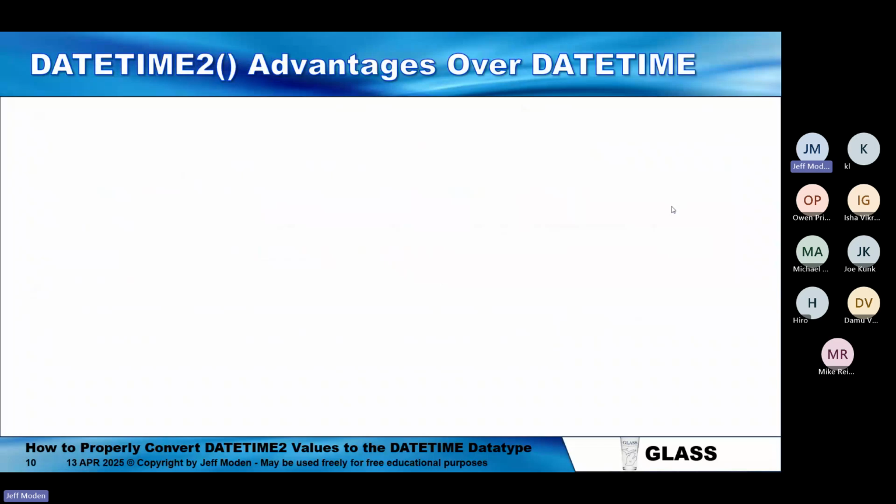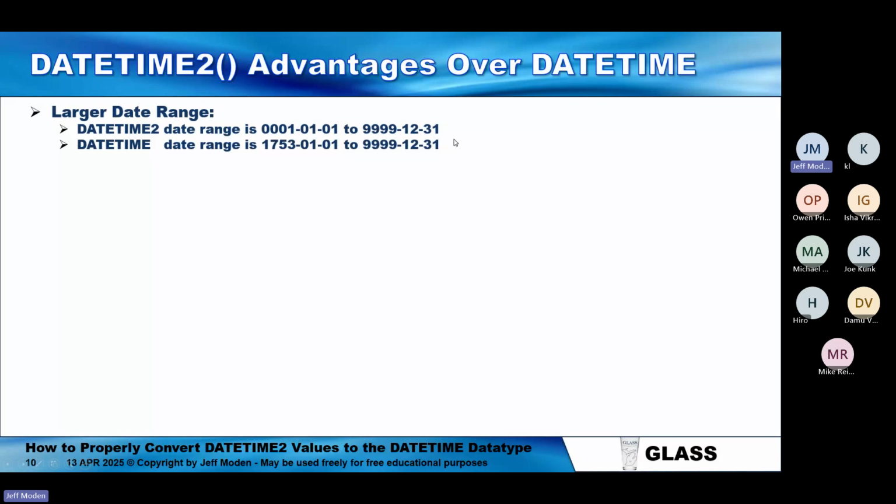Alrighty, DateTime2 advantages over DateTime. They'll say it's got a larger date range. Okay, let's look at that. DateTime2 does have a date range from the year 1 up into the end of the year 9999.